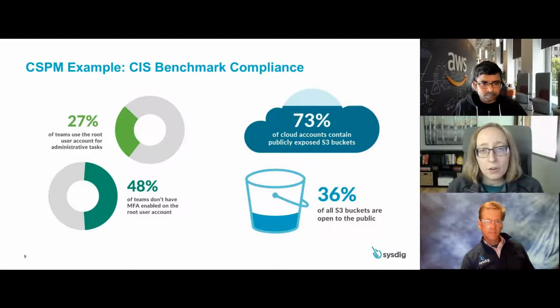This data is from something that is called the Sysdig Cloud Native Security and Usage Report. It gets released every year in January, so keep an eye out for the new one soon. But this is real customer data from the Sysdig SaaS backend, right? So we see what people are actually doing. And specifically, this data comes from the CIS benchmark for AWS foundations, right? And these are clear best practice issues, right?